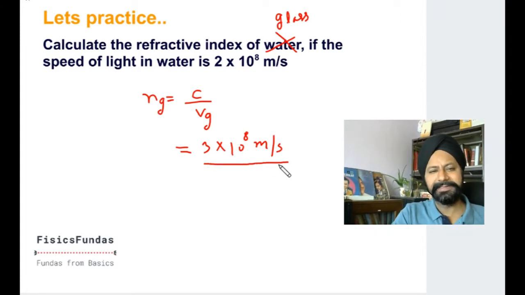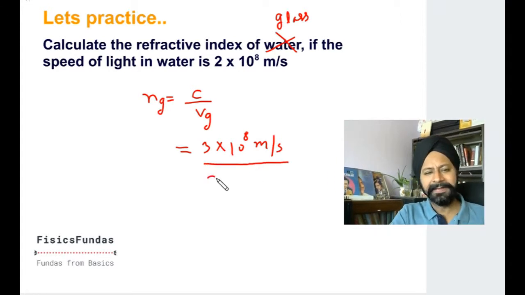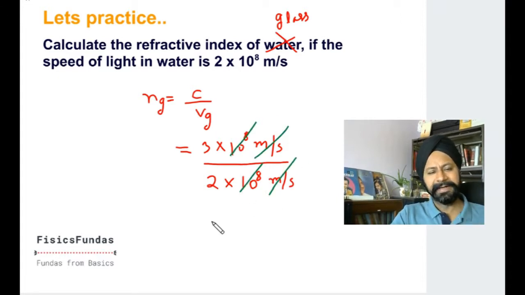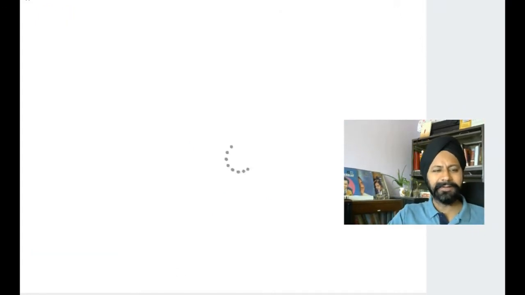You are traveling with the speed in space time right now. But anyways, back to the topic here. So 2 times 10 to the power 8 meters per second. And then you can see how the units cross out, how 10 to the power 8 crosses out, and the refractive index is 1.5. And what is the unit? There is no unit.